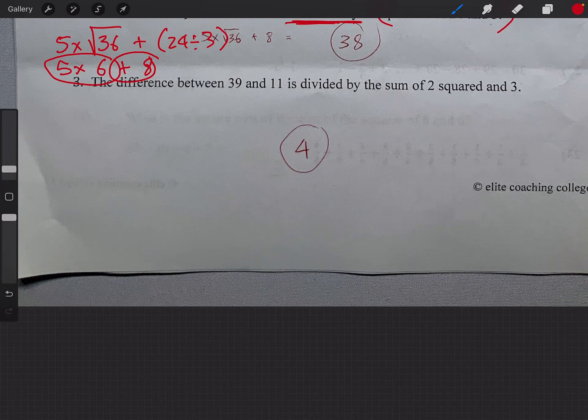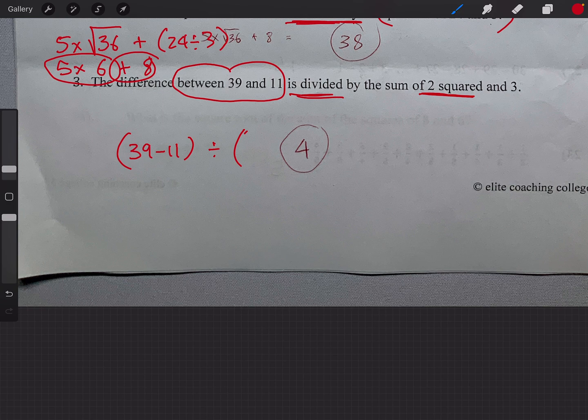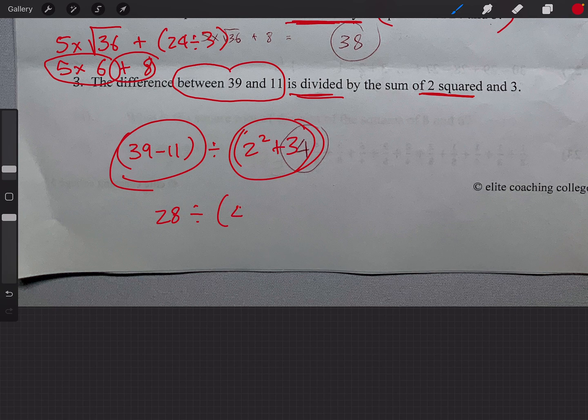Question 3. The difference between 39 and 11. So the difference between this will be 39 take away 11. This is divided by the sum, and sum means add, so the sum of 2 squared, that's 2 squared like that, and 3. 2 squared plus 3. So we work in the brackets first, so it'll be 28 divided by, this one will be 2 squared, which is 4. 4 plus 3, that makes 7, so this thing will be 7. 28 divided by 7, and the answer obviously is 4.